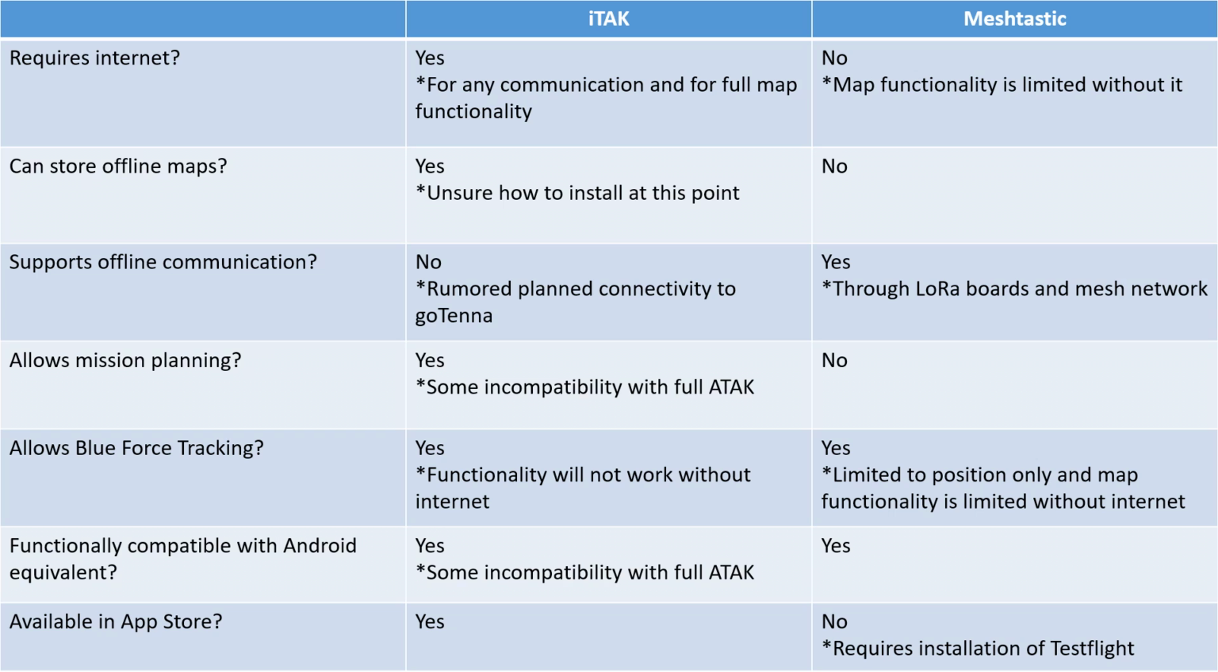Meshtastic, on the other hand, does not require the internet for any sort of communication. However, just like with iTAK, the map functionality is limited without the internet. And the reason for that is that the primary maps for both iTAK and Meshtastic are basically an Apple map. It's an overlay on an Apple map. So anyone who's tried to navigate when your cell service went out and you've tried to play around with the map, you know that you can't zoom in because you start to lose some of the fine detail, especially if you're trying to use the satellite imagery.